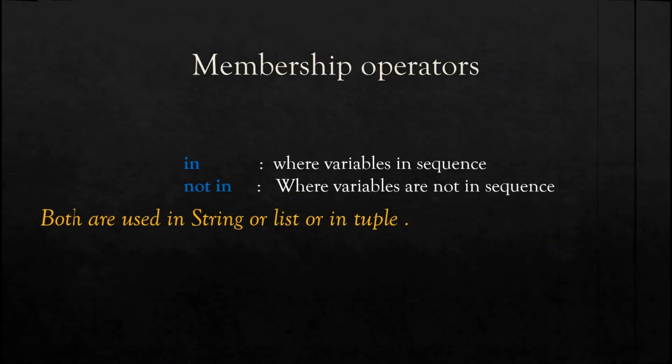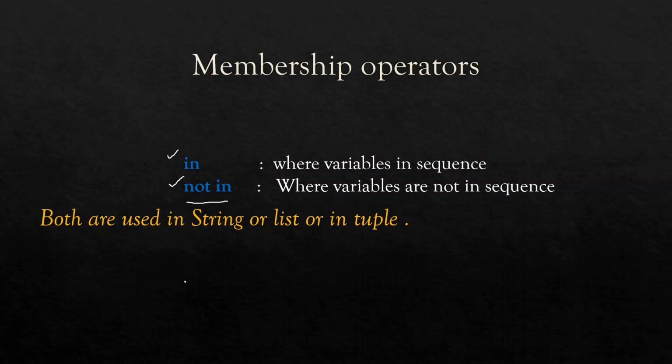So we will see how the identity operator works. And there are two membership operators, in and not in. In means if the variable is present in a particular sequence, then I can use in, and it will return a true value. If the variable is not in the sequence and I write not in, then it will return true. Both are used with string, list or tuple. As you can see, it is written here: sequence.